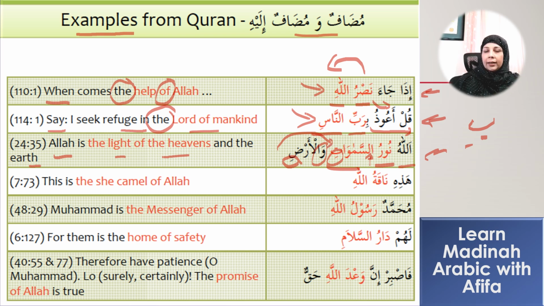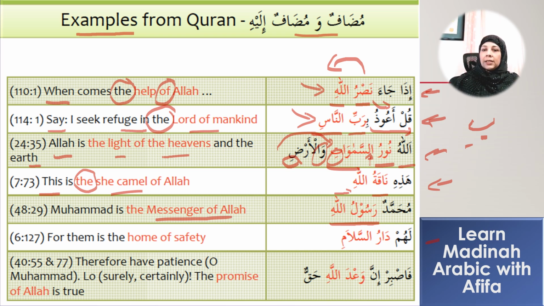It's just joining it. So the next verse is هَذِهِ نَاقَةُ اللَّهِ. This is the she camel of Allah. So here, naqatu is the mudaf, and Allahi is the mudaf ilayhi, majroor with the kasra. This is the she camel of Allah. Muhammadun Rasulullahi, right? So Rasulullahi is the mudaf, mudaf ilayhi. Muhammad sallallahu alaihi wasallam is the messenger of Allah. We have looked at this before also.